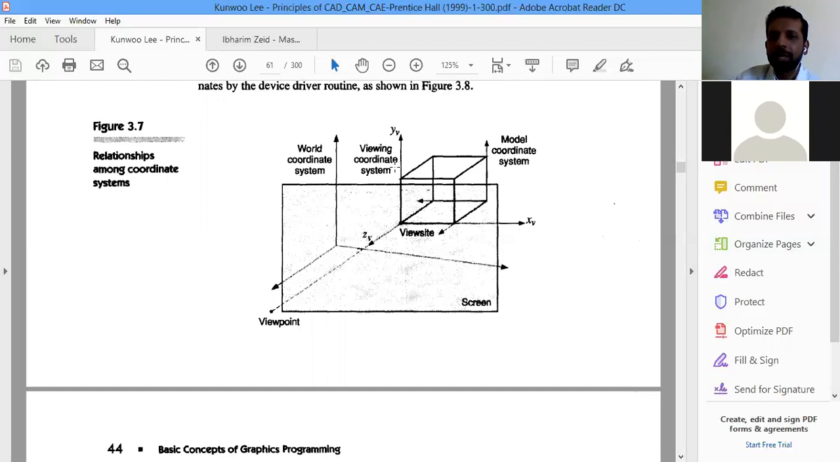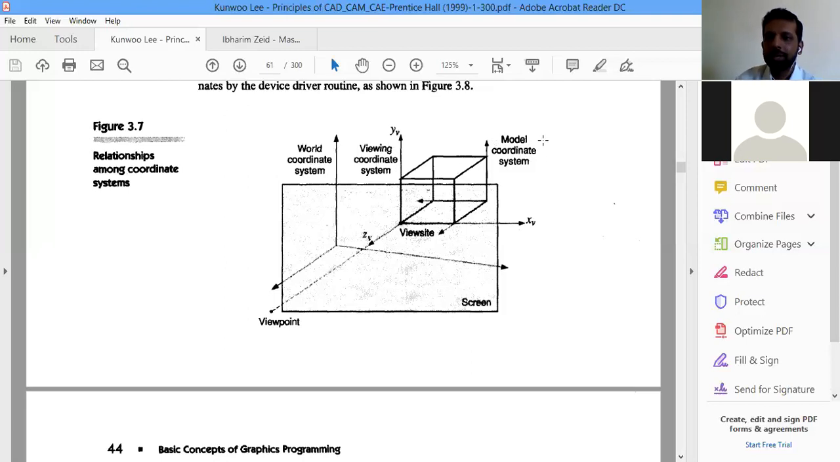So the viewing coordinate system is nothing but the coordinates to represent the diagrams, where it takes care of how it is going to fit onto the screen or the display monitor, right? So this is the relation between the world coordinate system, model coordinate system, and viewing coordinate system. So let us start with the model coordinate system.